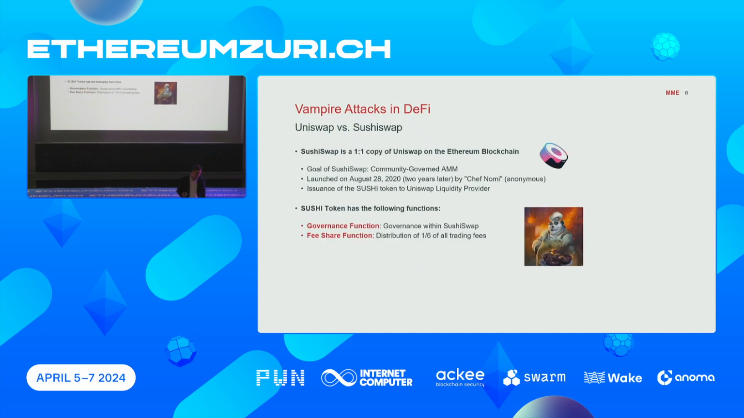And that's also what SushiSwap thought. An anonymous guy called Chef Nomi came along and said, guys, let's do another Uniswap, but let's do one that is actually governed by the community. He launched a competing protocol with a twist, and that twist is that he added a Sushi token. The Sushi token had two purposes. First, it should allow people to govern the protocol collectively. And second, most importantly, it had a fee share function, which meant that holders of the Sushi token got 1/6 of all the trading fees collected throughout the entire protocol.